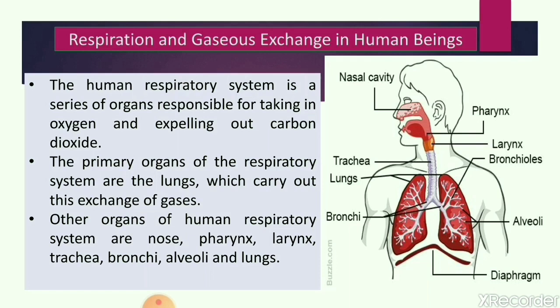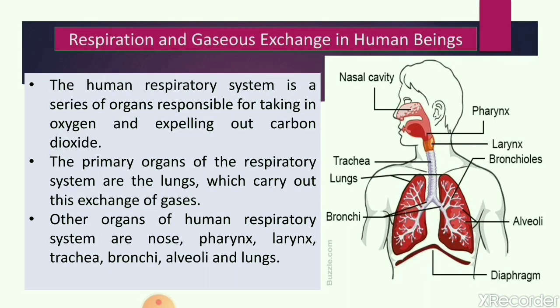In human beings, many organs take part in the process of respiration. The series of organs which are responsible for taking in oxygen and expelling out carbon dioxide are called organs of the respiratory system, and collectively they make a system. That system is called the respiratory system. The primary organs of this respiratory system are the lungs, in which exchange of gases takes place, and some other organs of the human respiratory system you can see in the image given.